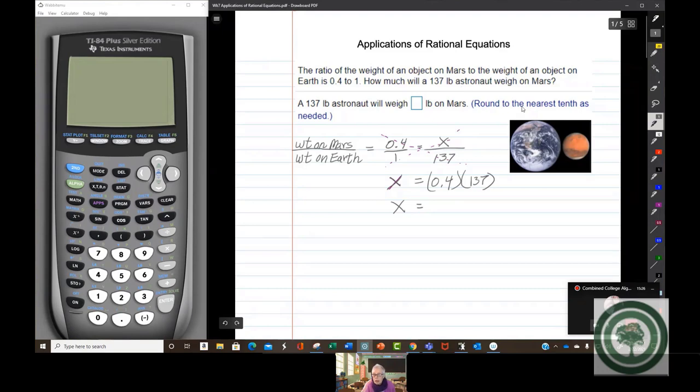So all I have to do is, let's see, round to the nearest tenth. I have to know exactly how much to round to. So 0.4 times 137. Well, it's already rounded. It doesn't need to be rounded. So 54.8.